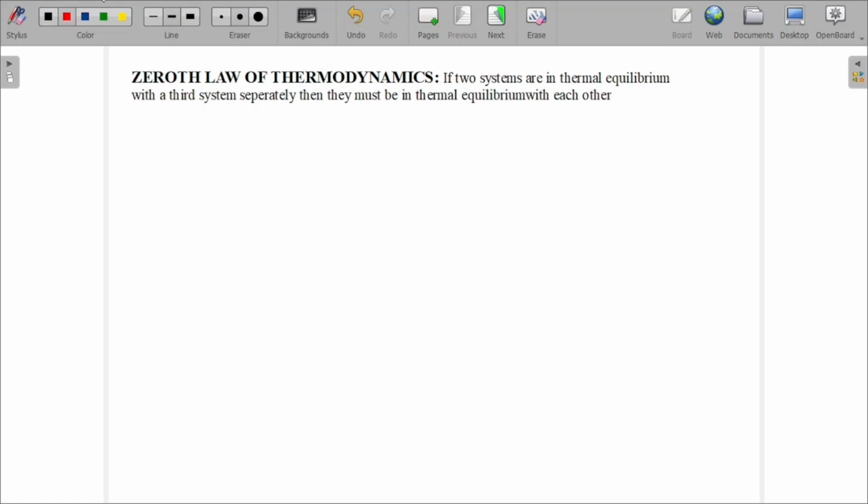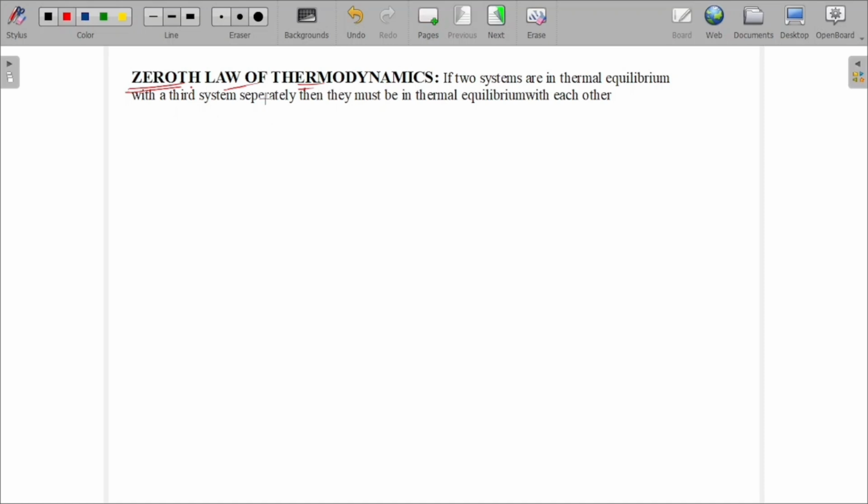The zeroth law of thermodynamics. What is the zeroth law? Already there is a first law and a second law. Why is it called the zeroth law? They could start from first, second, third, no? Then why is it called zero? Because before finding this, they had already found those two laws. That's the reason they kept the name zeroth law, as a fundamental law, right?